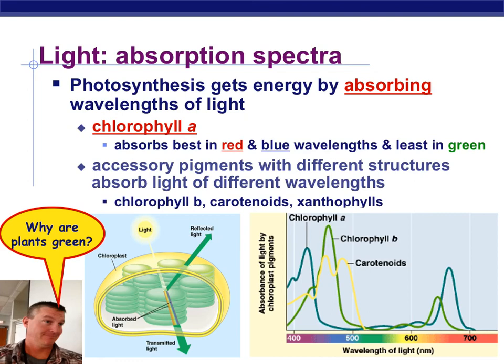There's a lot of different accessory pigments, however, with different structures that absorb light in different wavelengths. There's still chlorophyll B, which is slightly different than A, but it's just shifted a little bit. Still going to reflect green. There's the carotenoids and xanthophylls, and there's other types that will give different colors of plant leaves, etc., that absorb different parts of the spectrum, and therefore they're going to reflect different parts of the spectrum.